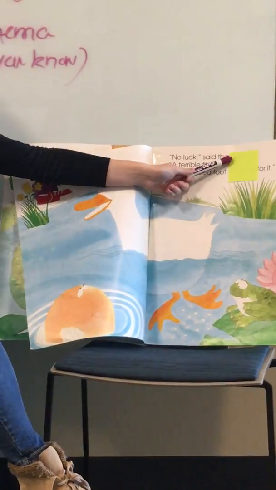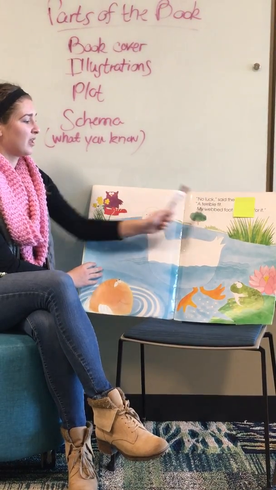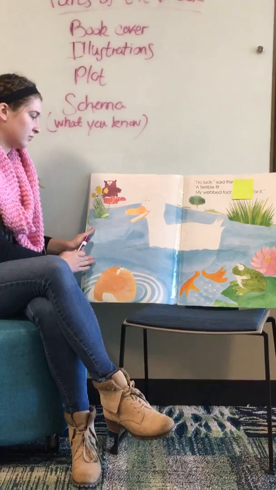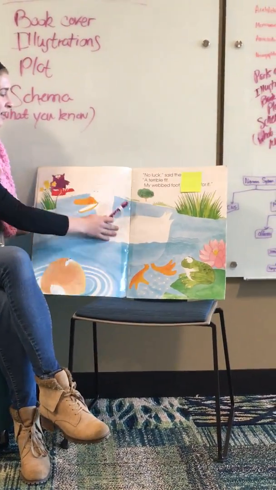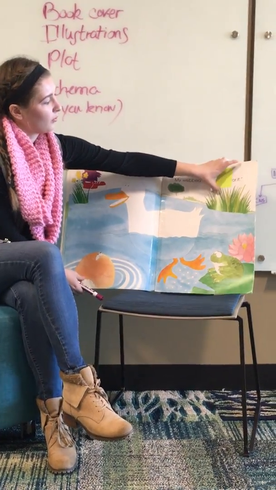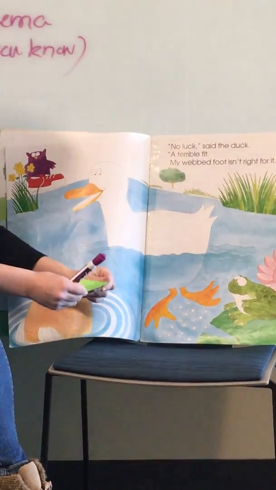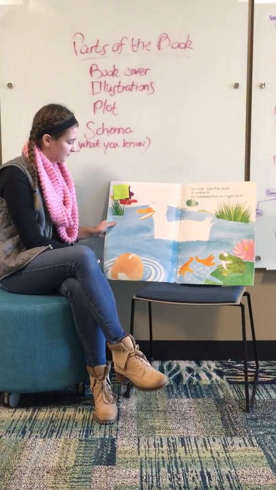"No luck," said the... Oh, we came to another one. So what might rhyme with luck and make sense in our story? Duck. Let's see. "No luck," said the duck. "A terrible fit. My webbed foot." Whoop, I gotta take off the Post-it. "Isn't right for it." So you got it. So the shoe doesn't fit on the duck.